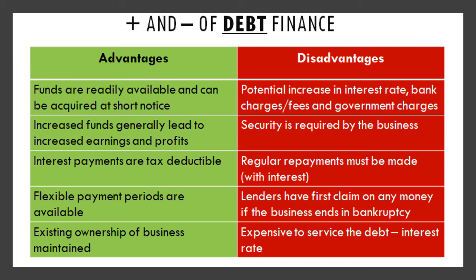Lenders have first claim on any money if the business ends in bankruptcy. So if you do become bankrupt, then the bank is who's going to get the money back before, let's say, your suppliers and you. It is also expensive to service the debt because of the interest rate.